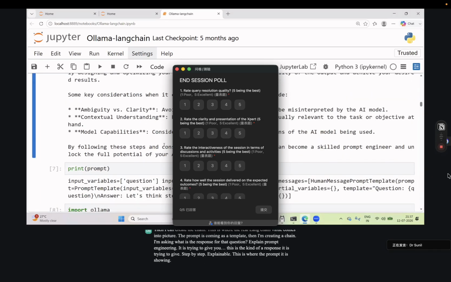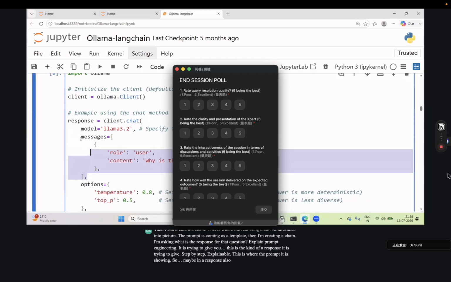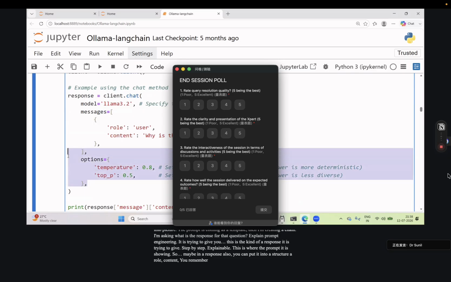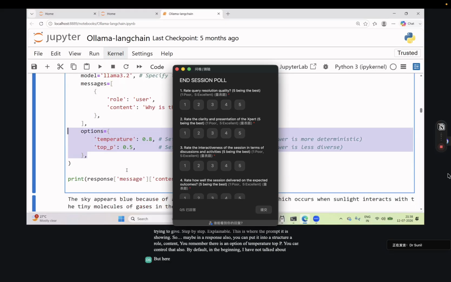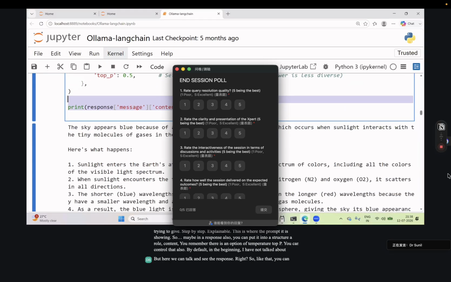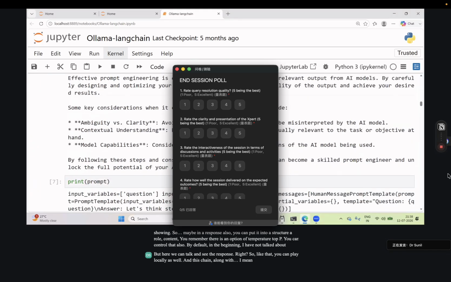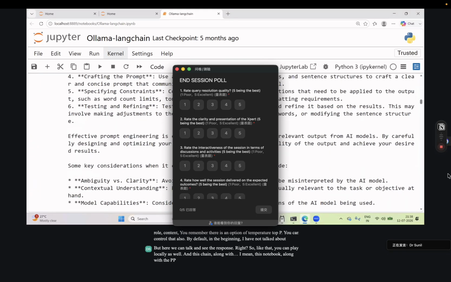Maybe in a response you can also put it into a structure, a role, content. You remember there is an option of temperature, topic. You can control that also. By default, in the beginning I have not talked about it, but here we can talk and see the response. So like that, you can play locally as well. This notebook, along with the PPT, I'll share right after the session.